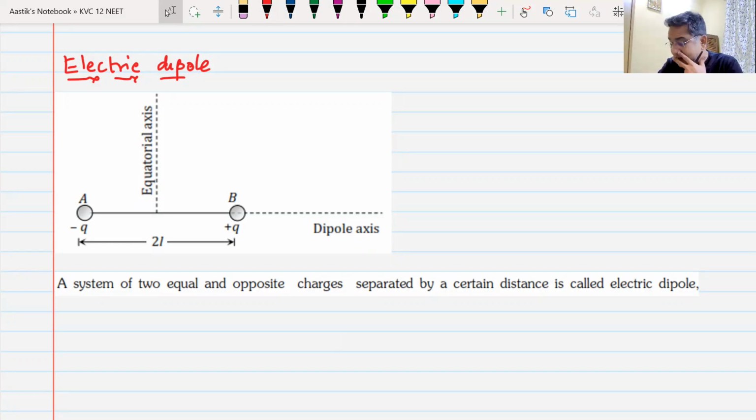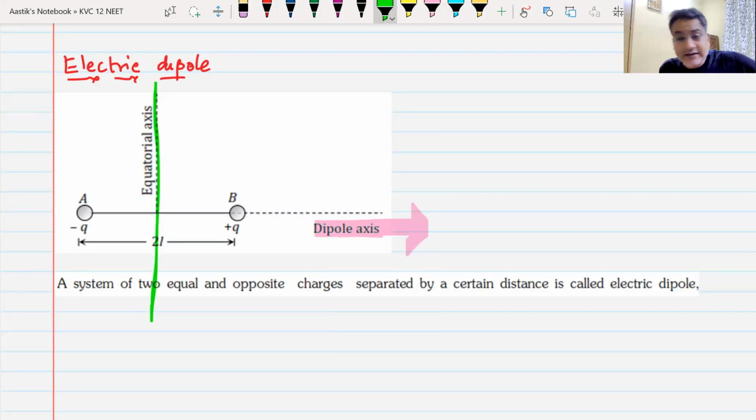Now every dipole has got these two lines. One is the pink line, which has a direction, and then there is this green line, which does not have a direction actually. This green line is known as the equatorial line or the equatorial axis, and this pink line is known as the dipole line or the dipole axis. They have their definitions as well.